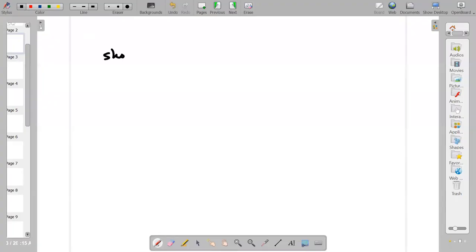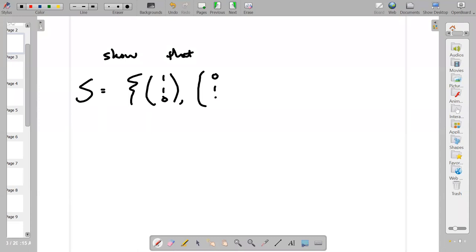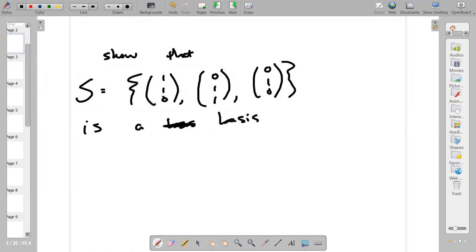Show that the set S, (1, 1, 0), (0, 1, 1), (0, 1, 0), is a basis for R3.